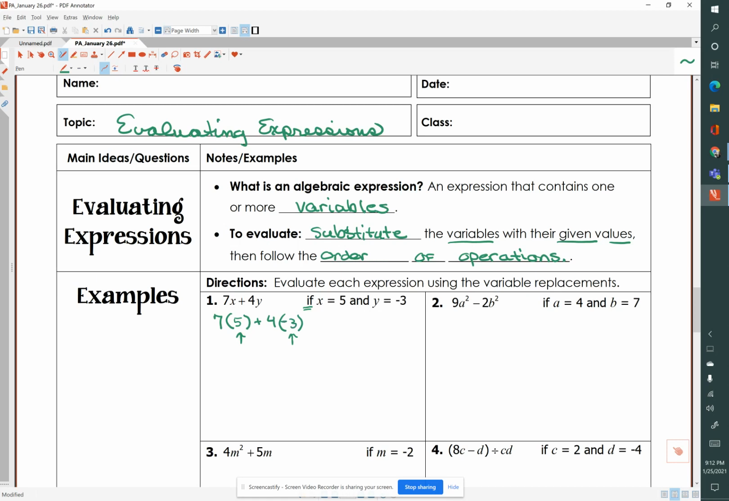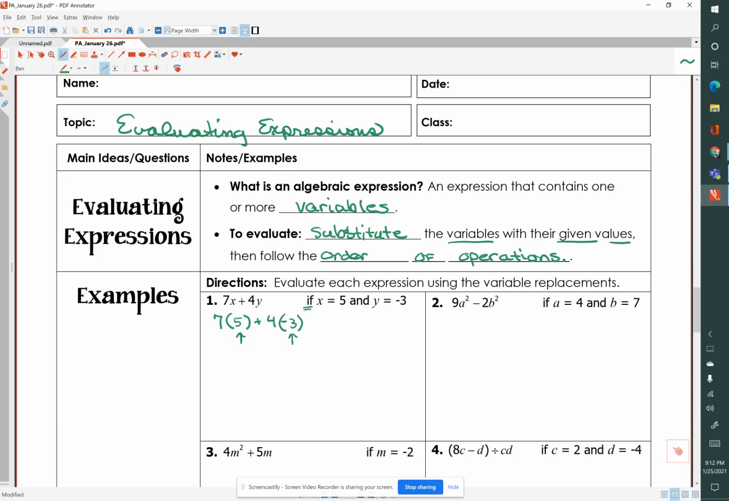One great reason to use parentheses when you substitute is to keep those negative signs orderly. So this is 4 times -3. If we didn't have the parentheses, you might think it was 4 minus 3, and that's an entirely different thing.